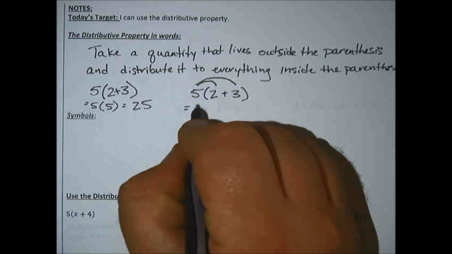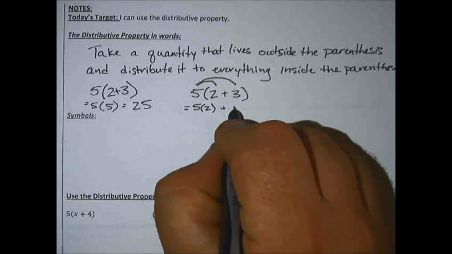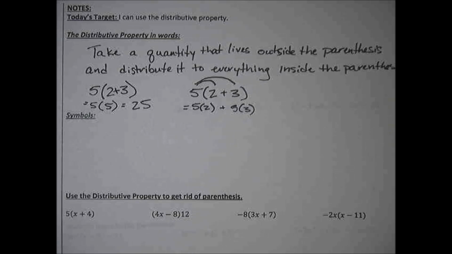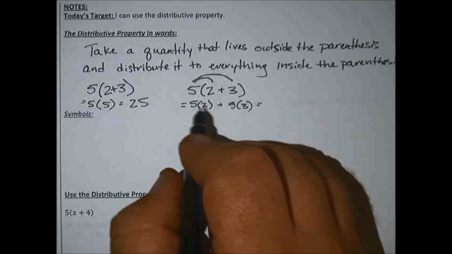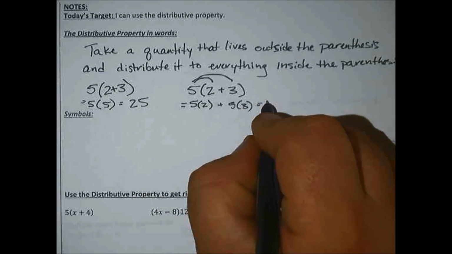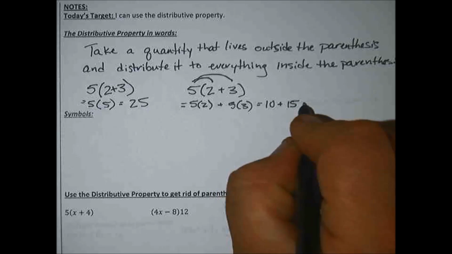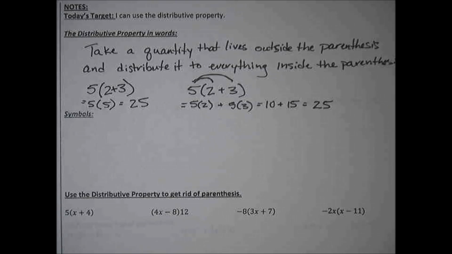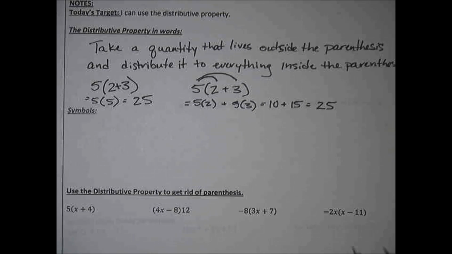So I will be going 5 times 2 plus 5 times 3. Okay, 5 times 2 plus 5 times 3. So what that equals, 5 times 2 is 10. 5 times 3 is 15. 10 plus 15 is 25. Notice I get the same thing as before. Now, was that easier? No, it wasn't. Not with numbers. You'd never use distributive property with just numbers.